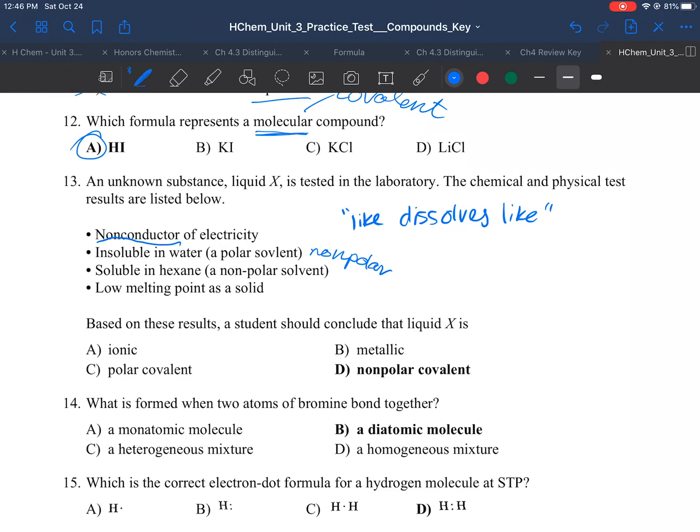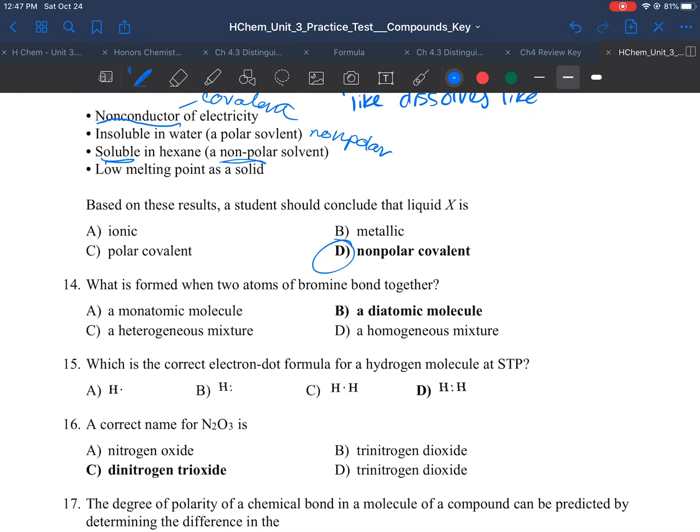And then it continues and says it is soluble in a non-polar solvent. Again, reassuring that we have a non-polar substance. So for sure non-polar, and a non-conductor tells us it's covalent. So we have a non-polar covalent compound.